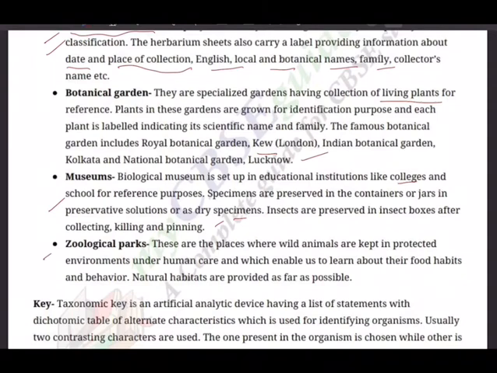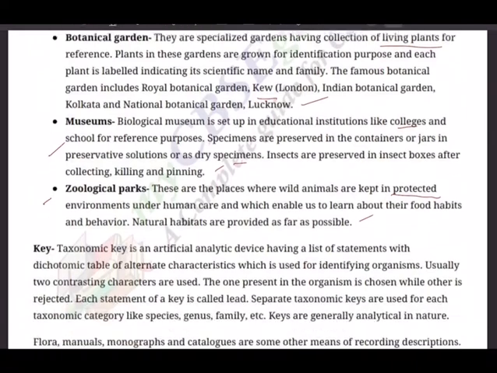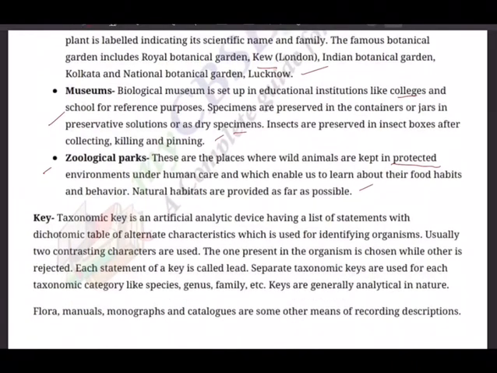And then zoological park. Again, you must have visited the Hyderabad Zoological Park, Mysore Zoo. These are the places where wild animals are kept in protected environments under human care, which enable us to learn about their food habits and behavior. Natural habitats are provided as far as possible. That you must have observed when you visited the zoological parks both in Hyderabad as well as Mysore.